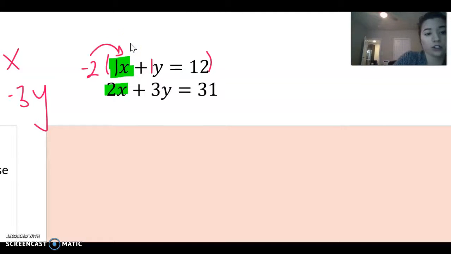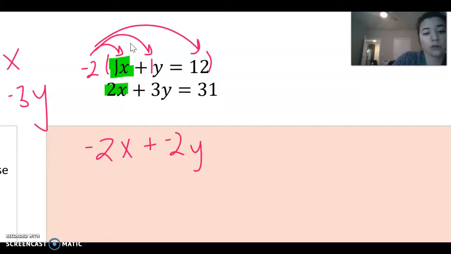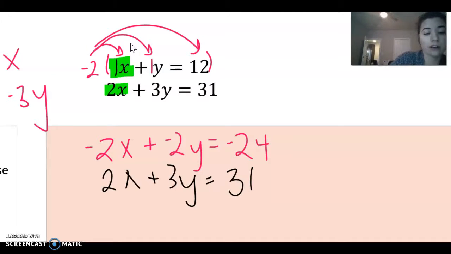So now we're going to distribute that. Negative 2 times 1 is negative 2x. Negative 2 times 1 is negative 2y. And then negative 2 and 12 gives us negative 24. And then rewrite that bottom one. Super important. Rewrite that system so you can clearly see what's going on.